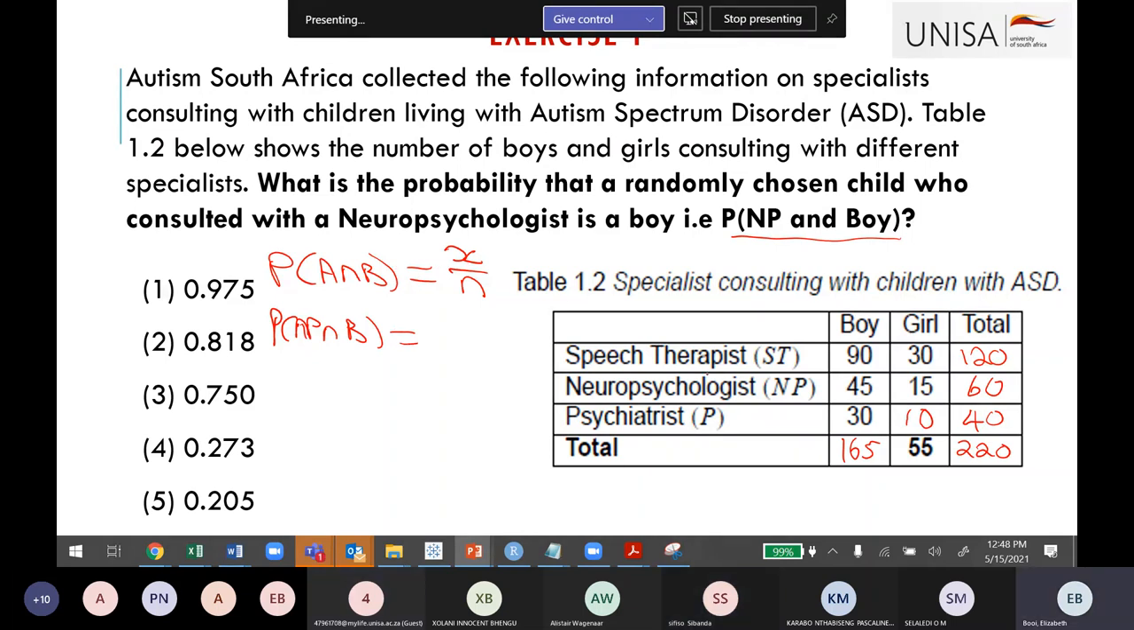The number satisfying the event neuropsychologist and then a boy is 45 divided by the total, which is 220. Then your answer is 0.205, which means our correct answer is option 5. That was easy.